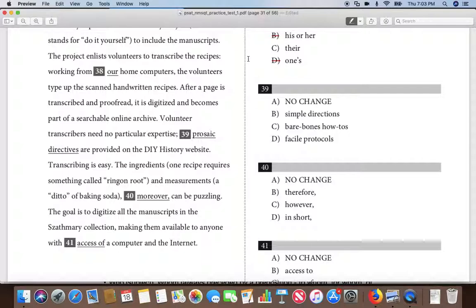Okay. Volunteer transcribers need no particular expertise. Prosaic directives are provided. Simple directions are provided. Bare bones how-to. Yeah, that's awful. Wow. I also think facile protocols. Yeah, that's pretty weird, that too. That ain't right. What's better, A or B? Simple directions is probably the best.